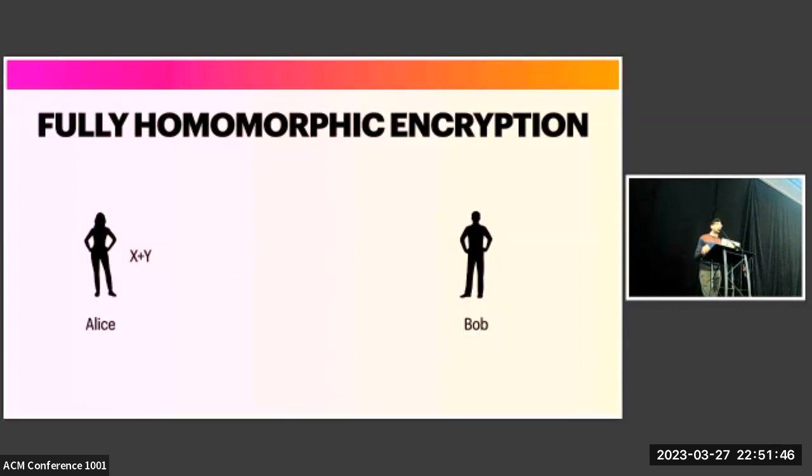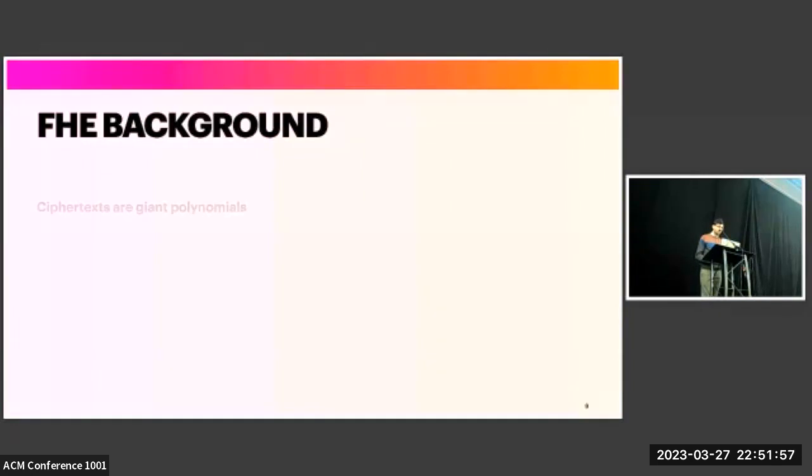Now it's called fully homomorphic because it lets you add and multiply ciphertexts. And with these two operations, we can essentially simulate any kind of bounded depth computation. For a bit more background on FHE, most FHE implementations treat ciphertexts as giant polynomials, or this is how they're encoded. And this has a couple of consequences. First of all, it means that homomorphic operations over ciphertexts are incredibly slow. And in particular, multiplication is a lot slower than addition.